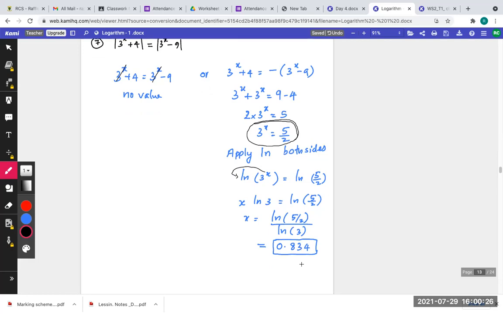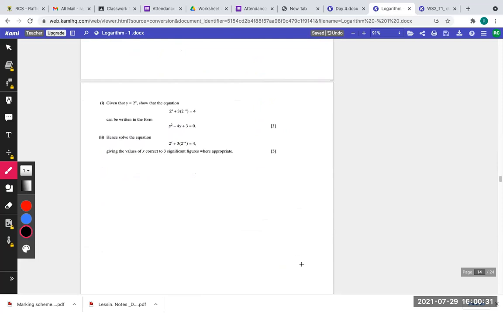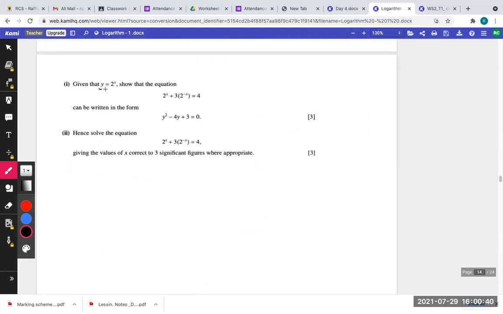All right, guys. So you can see these kinds of similar past paper questions also. They are all the same type. So maybe one question we can do here. Given that y equals 2 power x, show that the equation 2 power x plus 3 times 2 power negative x equals 4 can be written in this format. So they said 2 power x is y.